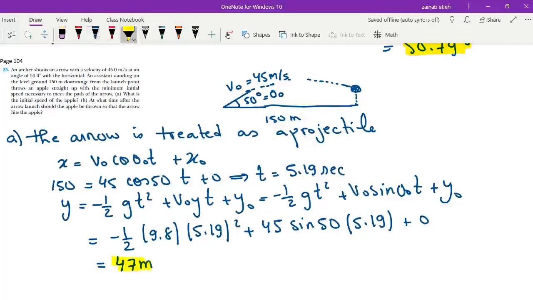Okay, now I have the coordinates of the meeting point of the arrow and the apple, which is x equals 150, and I write it here. So x equals 150 and y equals 47 meter for sure. Now this is not what is required. I am asked to find the minimum initial speed of the apple.